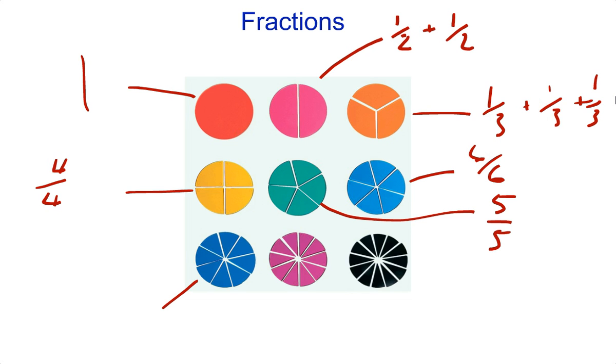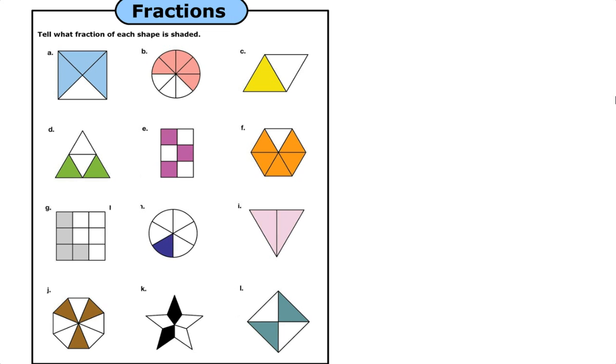6/6 make a whole. This one is 8/8, 10/10, and this one 12/12. But you can split a whole into as many pieces as long as they're all equal in size, then you split them in proportion. Let's have a look at this one. Hopefully this is just a little starter, just to get our brains going in the idea of fractions. So pause the video at any time, just write down what fraction of these shapes is shaded.